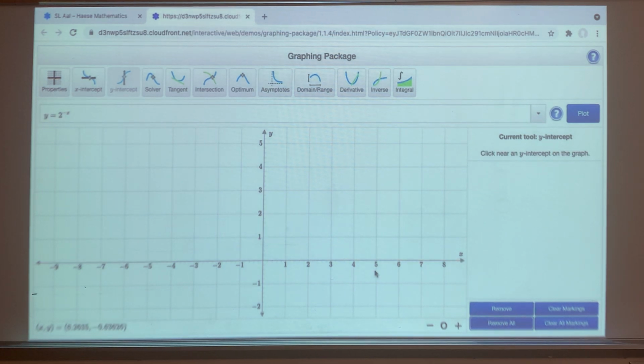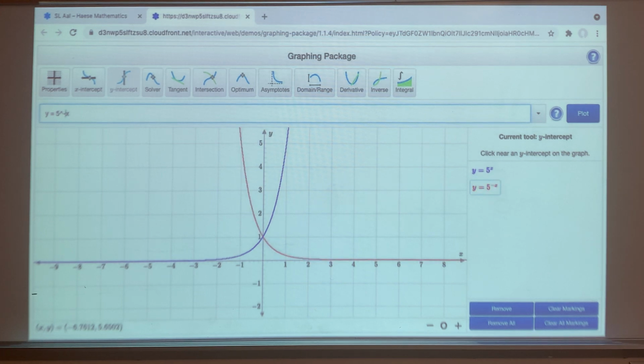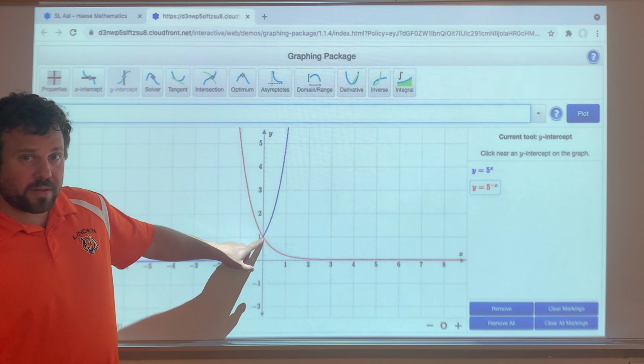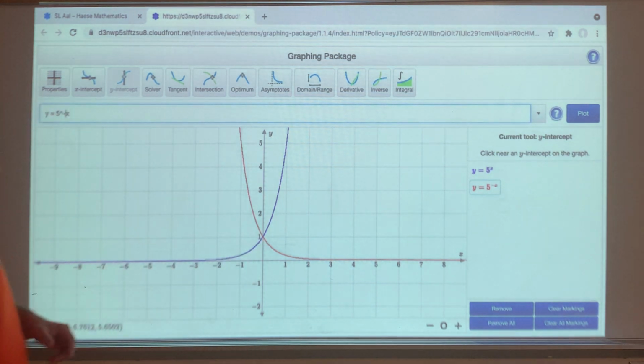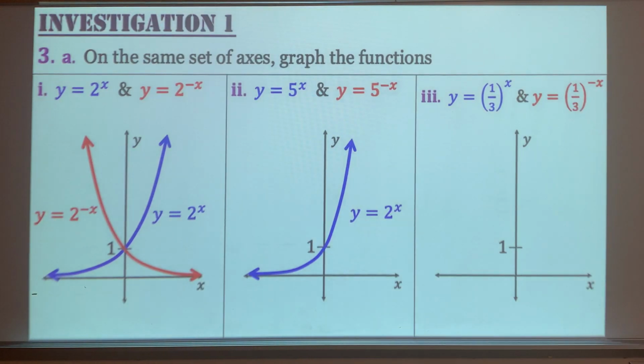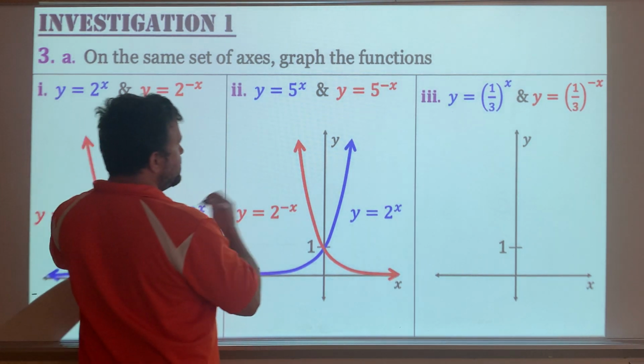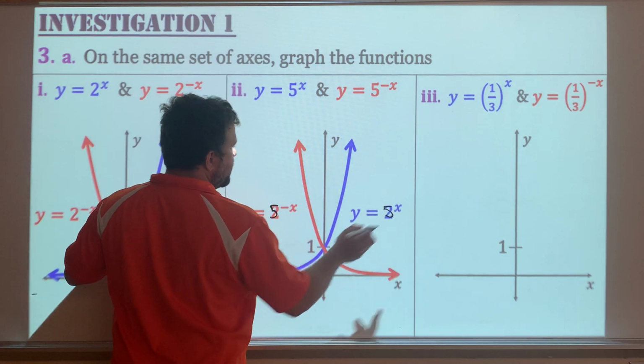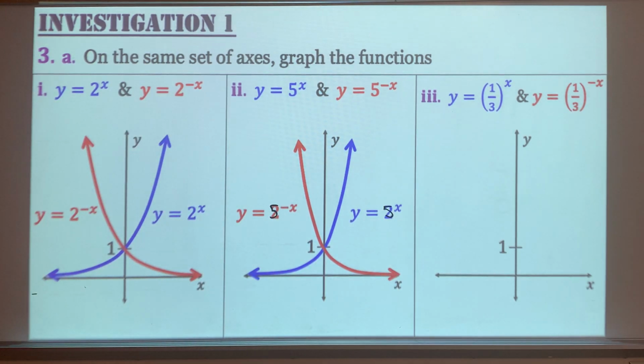Remove all. So now I've got 5 to the x, and 5 to the negative x. What do you notice? Still goes through 1, right? Interesting. That's weird. Still goes through 1, and they face opposite directions. This graph is correct. This should just say 5, though. I just wrote the wrong number. I checked these, I triple checked these before I give these lessons. Still mess them up.